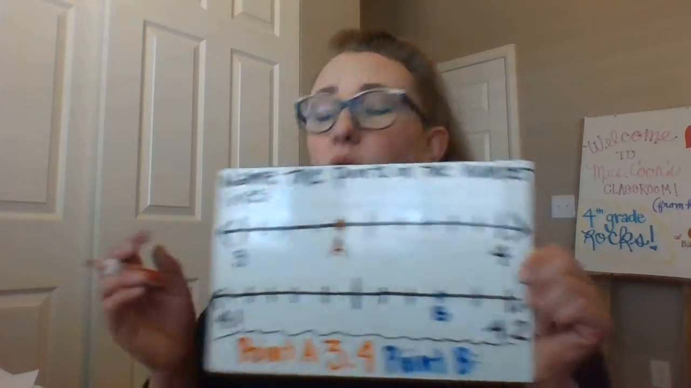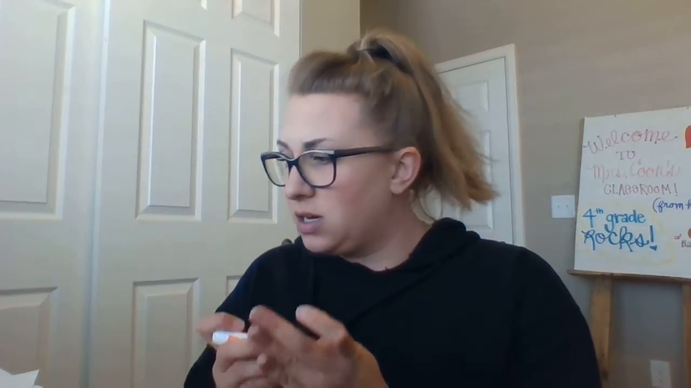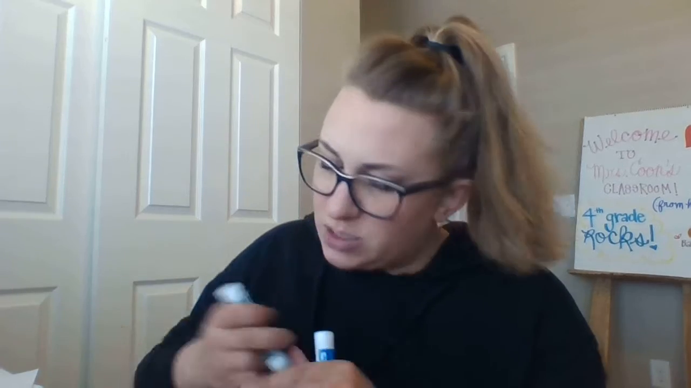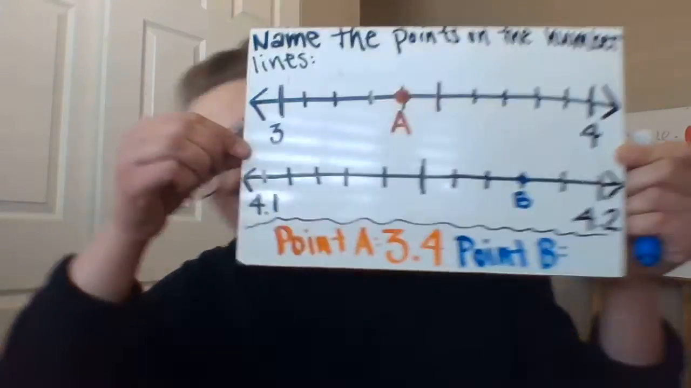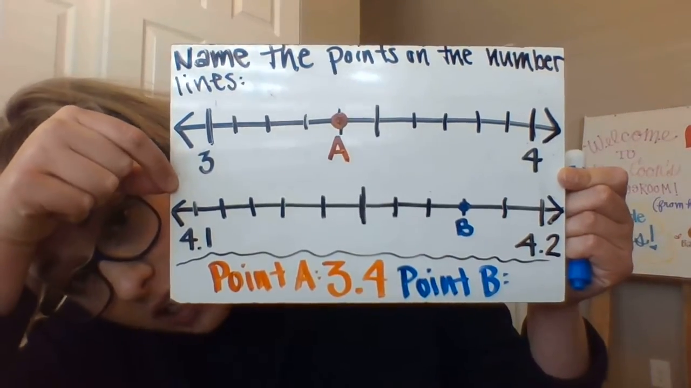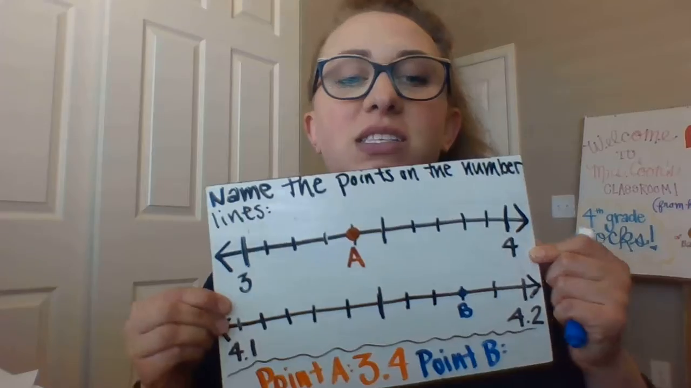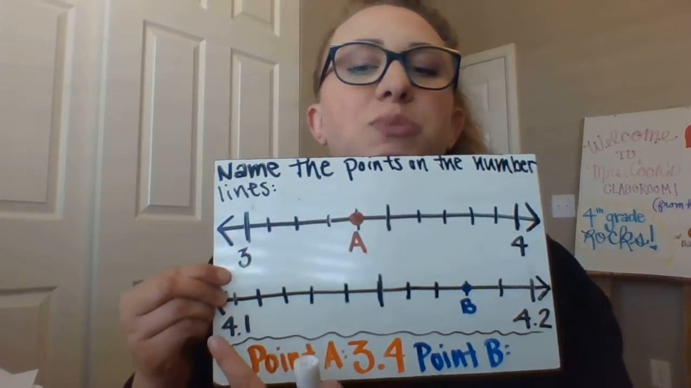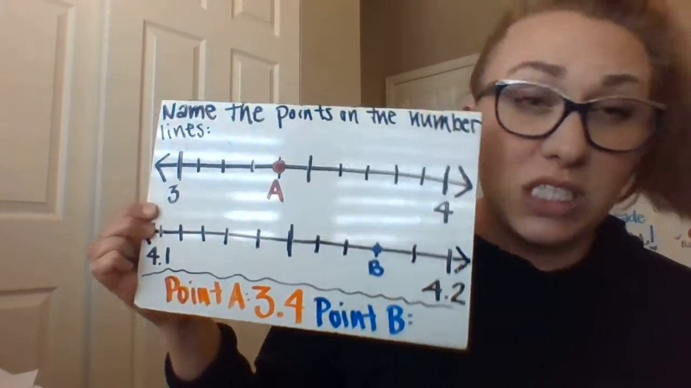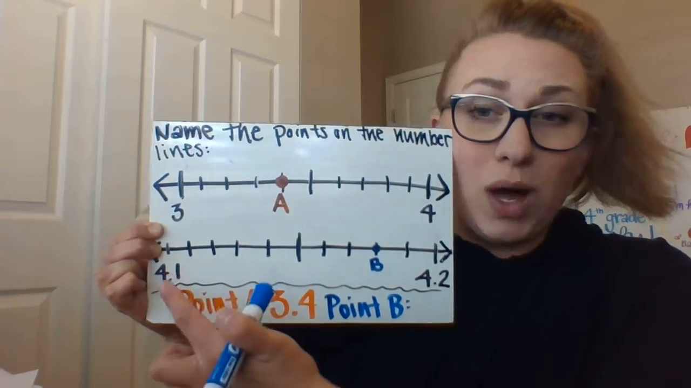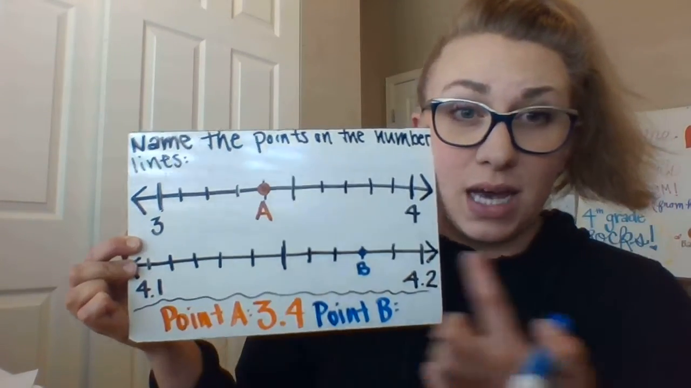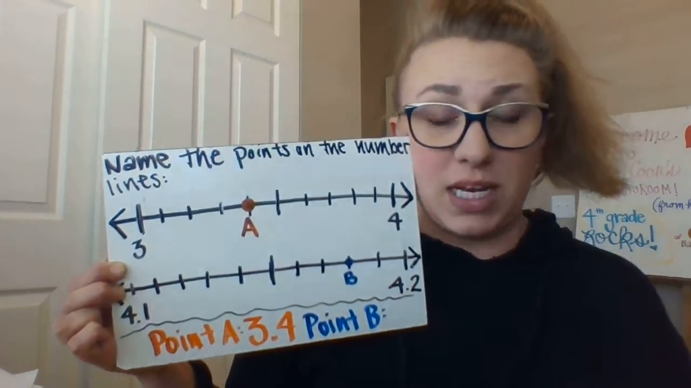Okay, now next one, point B. Hold on, fix my little arrow. I erased it on accident. Okay. Point B is between 4 and 1/10 and 4 and 2/10. So I can see here it's in the tenths place. And I have to think to myself, what's smaller than a tenth? Or what breaks a tenth into 10 equal pieces, which is what I see here.